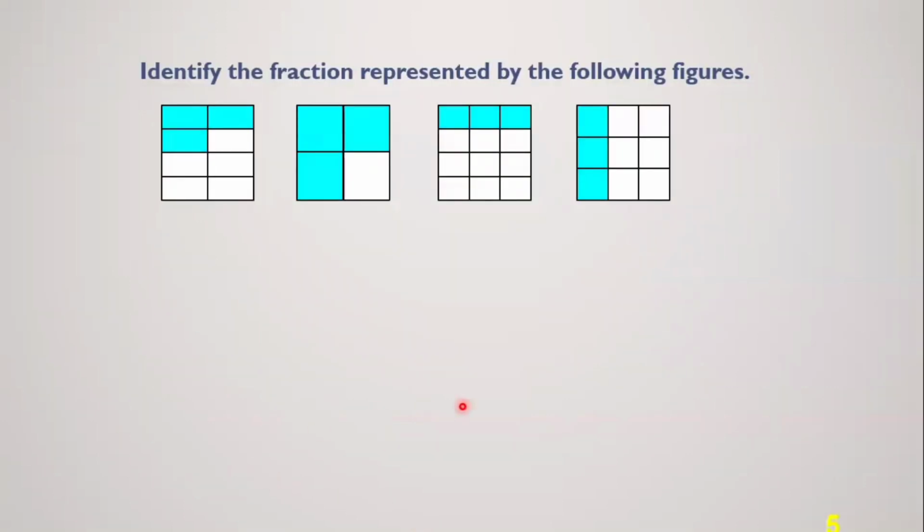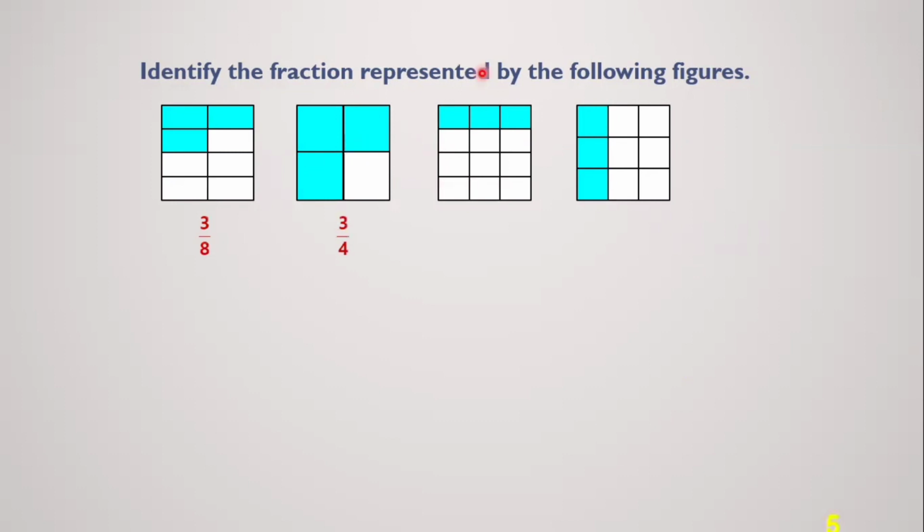Let's identify the fraction represented by the following figures. So you have to see what part is being shaded here and how many parts there are in total. So in this you can see that you have 1, 2, 3, 4, 5, 6, 7, 8 parts. Out of these, 3 are shaded. So the fraction shown here is going to be 3/8. Here there are 4 equal parts and 3 are shaded. So it is 3/4.